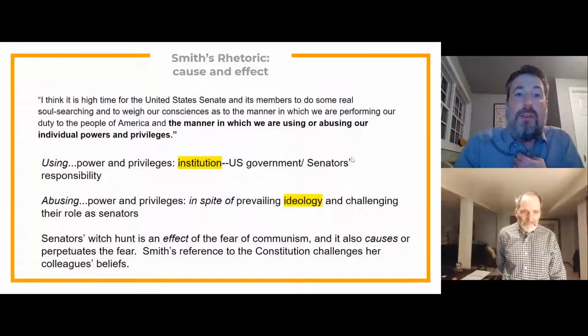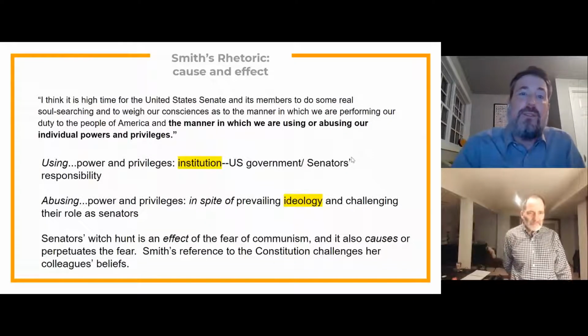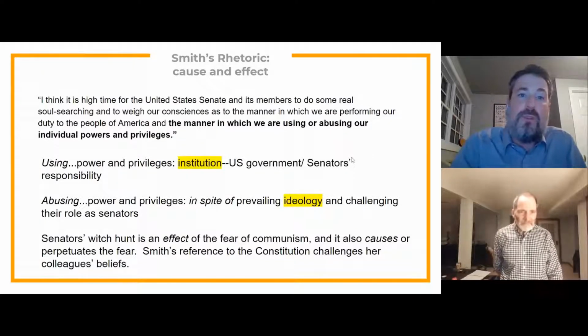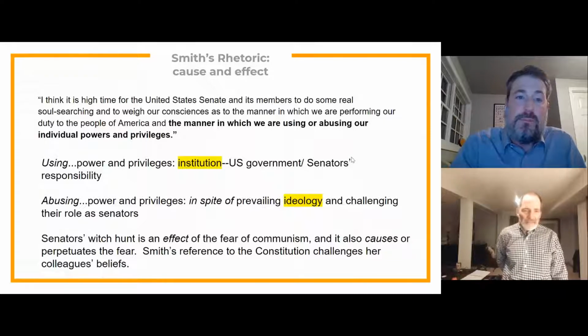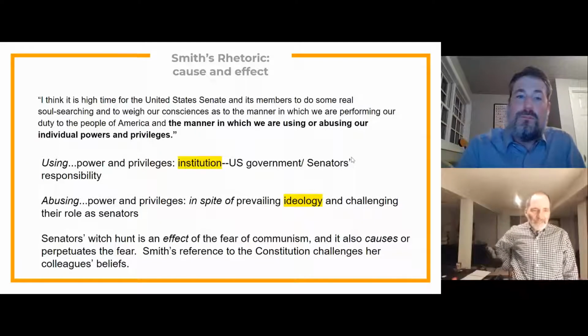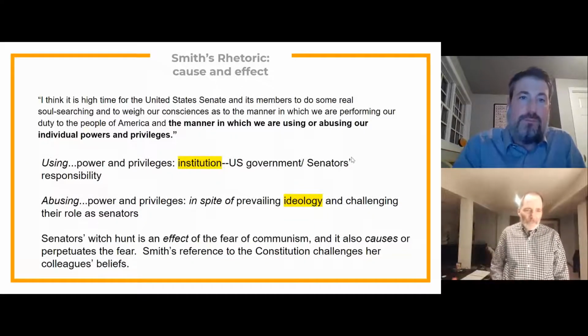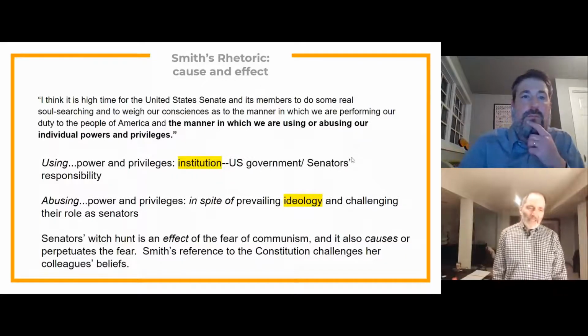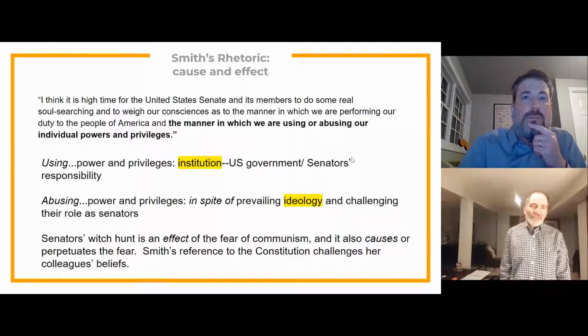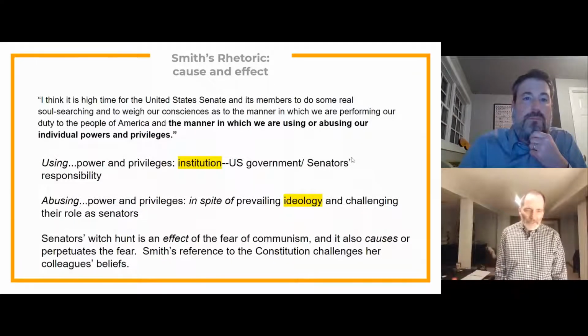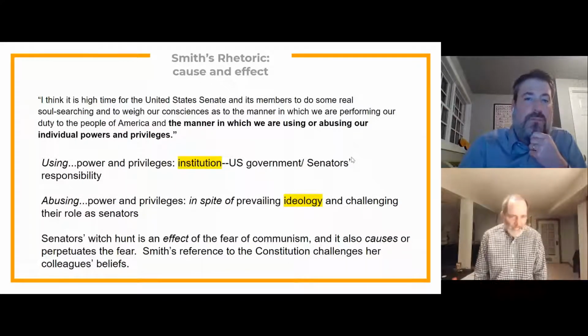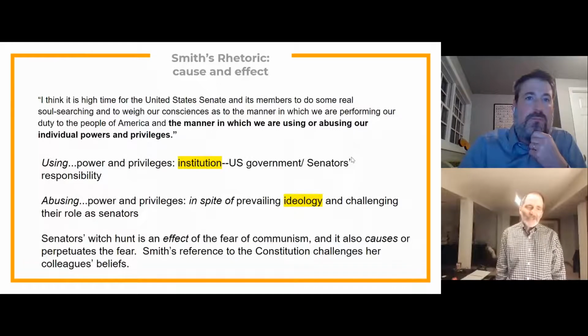And then we tie right back to the text we started with, Smith. I'll just talk us through this one here. I'll highlight the line from her rhetoric: the people of America and the manner in which we are using or abusing our individual powers and privileges. I would say the line "using powers and privileges" is a shout out to the institution of the United States government and our senators' responsibility, when she points out that we are abusing our power and privileges in spite of the prevailing ideology and challenging their roles as senators.